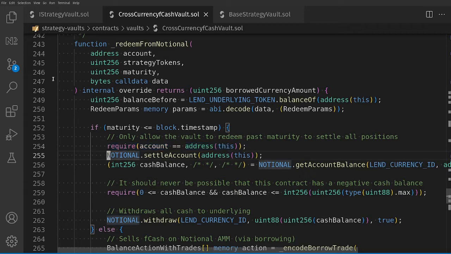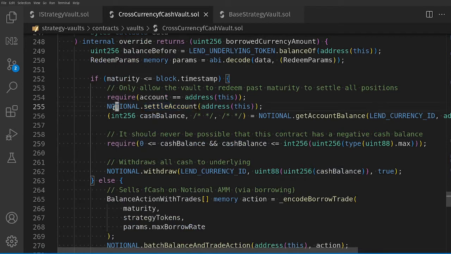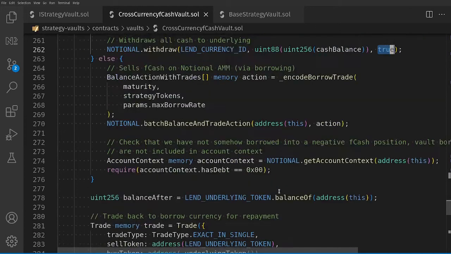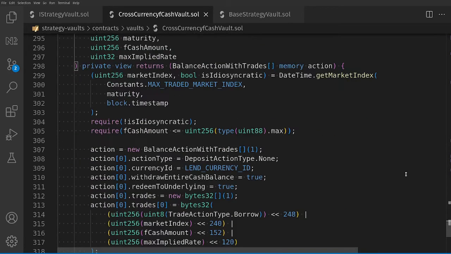But when the account does call this method, it's going to call settle account. This is a notional method, not a vault specific method. This is basically to update the bookkeeping inside regular notional for the fCash to be converted into a cash balance, which we withdraw in full and redeem it to underlying. So that gets us the full balance of DAI that we're owed at maturity for this vault. And then from there, we'll proceed to trade it back to USDC.